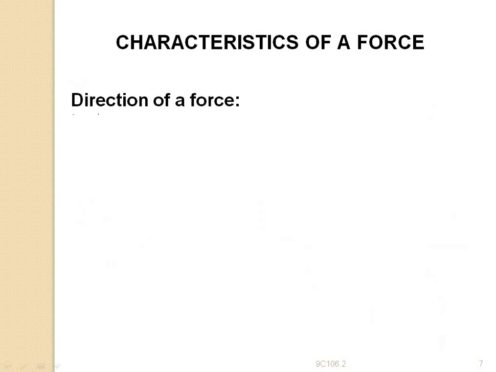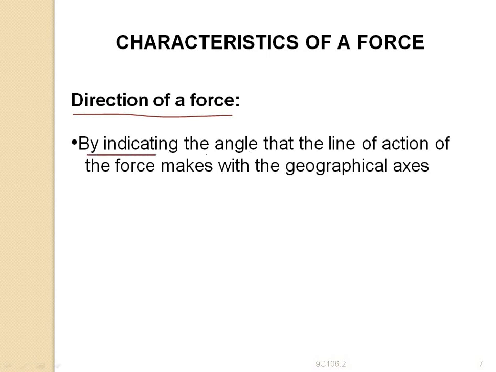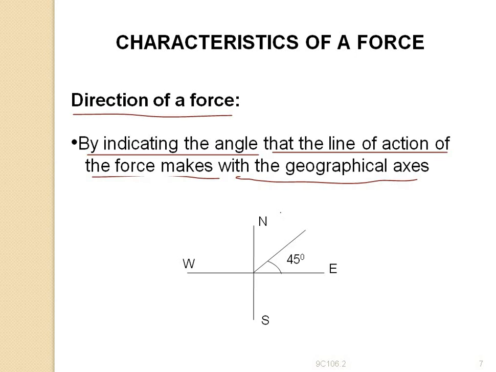And next, the direction of a force. Here the direction can also be given by indicating the angle that the line of action of the force makes with the geographical axes. That means the north, south, east and west directions will be used to indicate the angle of the line of action of the force with the geographical axis. This is the example.